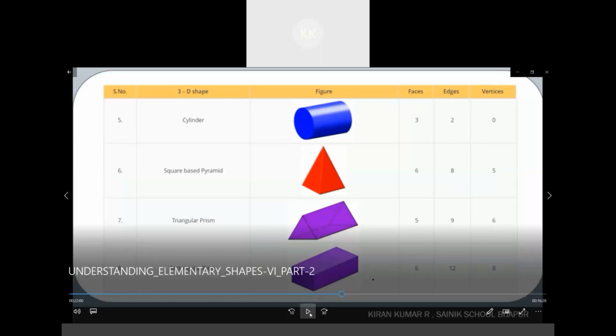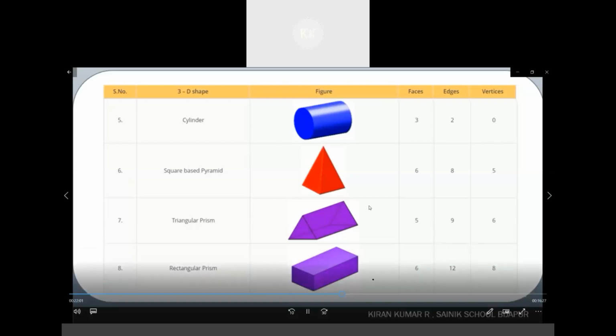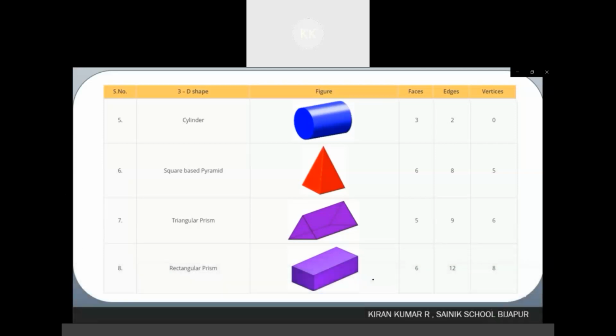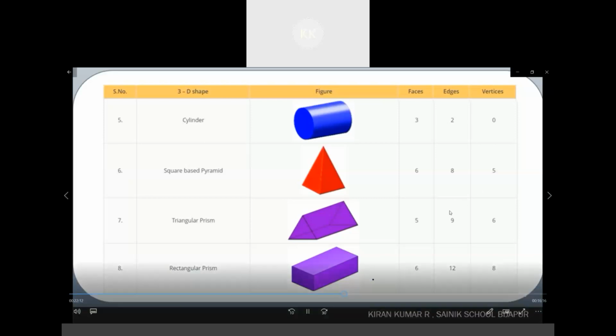Shall we continue? The cube is also a prism. Yes, very good. Same as a cuboid, we have 6 faces, 12 edges, and 8 vertices. With this knowledge, we shall solve a few questions of the exercise now.